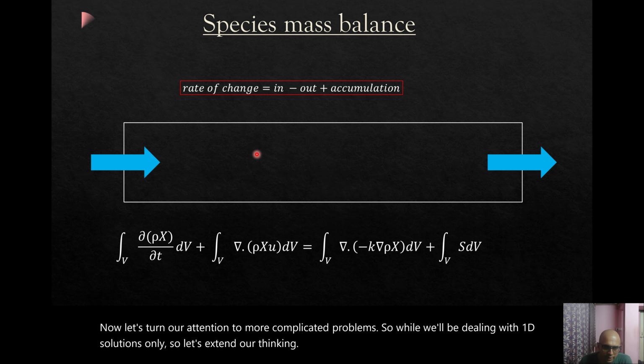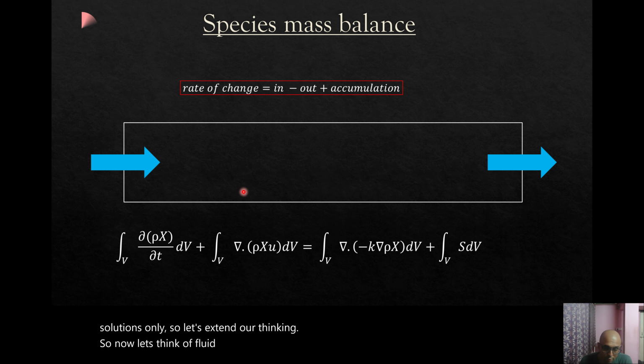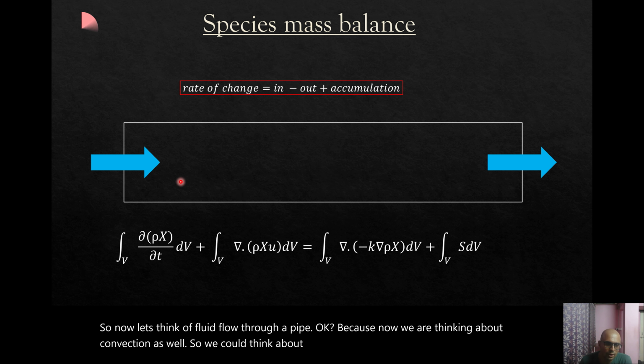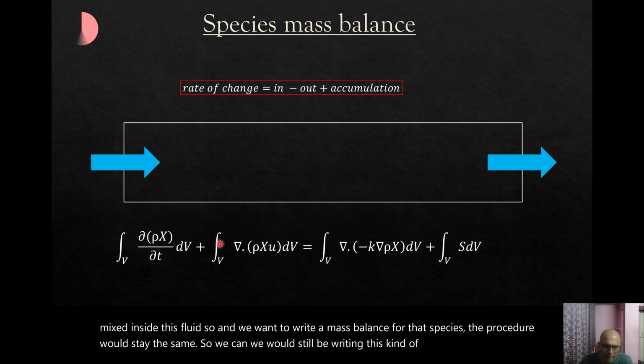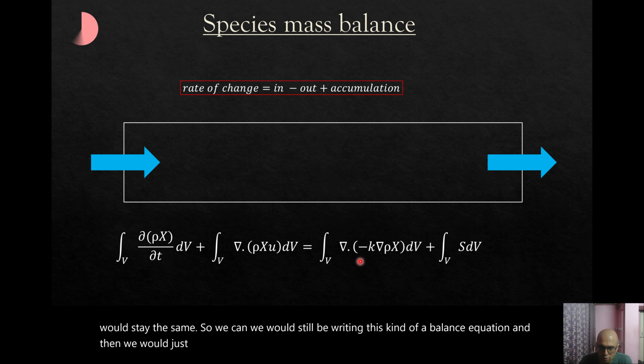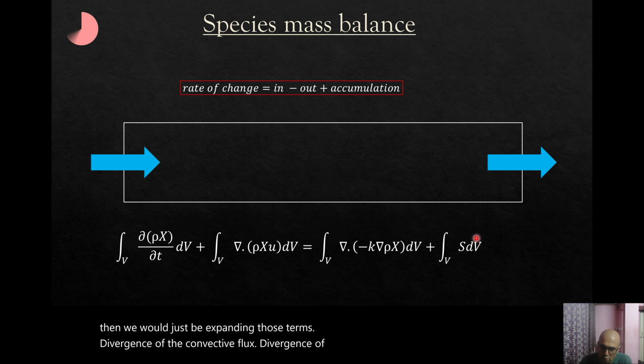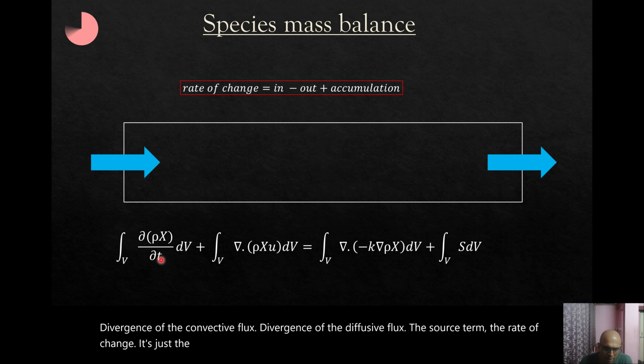So now let's think of a fluid flow through a pipe, okay? Because now we are thinking about convection as well. So now if there is some species which is mixed inside this fluid, and we want to write a mass balance for that species, the procedure would stay the same. So we would still be writing this kind of a balance equation, and then we would just be expanding those terms. Divergence of the convective flux, divergence of the diffusive flux, the source term, the rate of change. It's just the same idea once again.